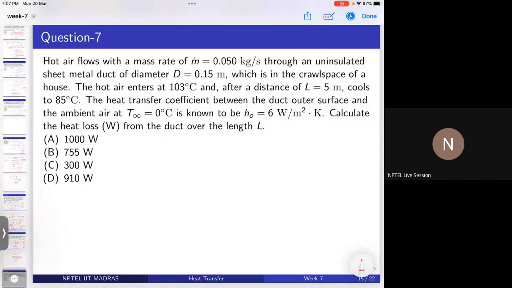This is a direct equation, so it's a single step answer. Sir, here hydraulic diameter is to be used. Yeah, for Q, I think you can directly get it, right? m dot Cp dT. Here is the hydraulic diameter, 0.15.